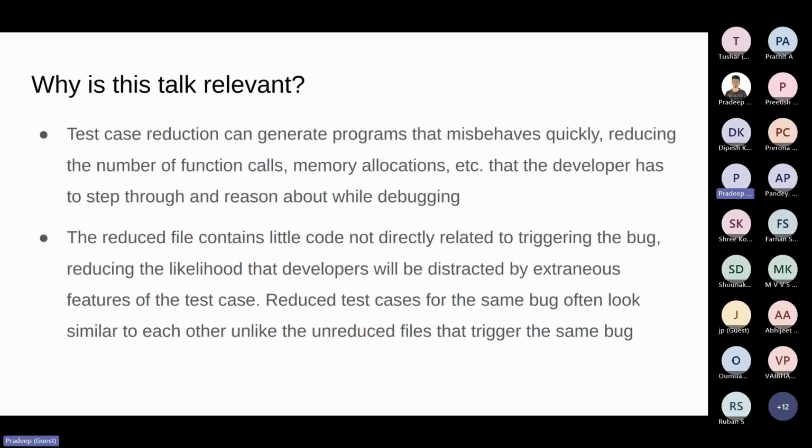So if you have a large test case and you want to focus on the region of code that matters, and not get distracted by the other portions of the code. Reduced test cases for the same bug often look similar. So if you have a lot of reduced test cases for the same bug, they will often look similar. You can think of it as a canonical representation of the code that induces the bug, unlike unreduced files that often look a little different.